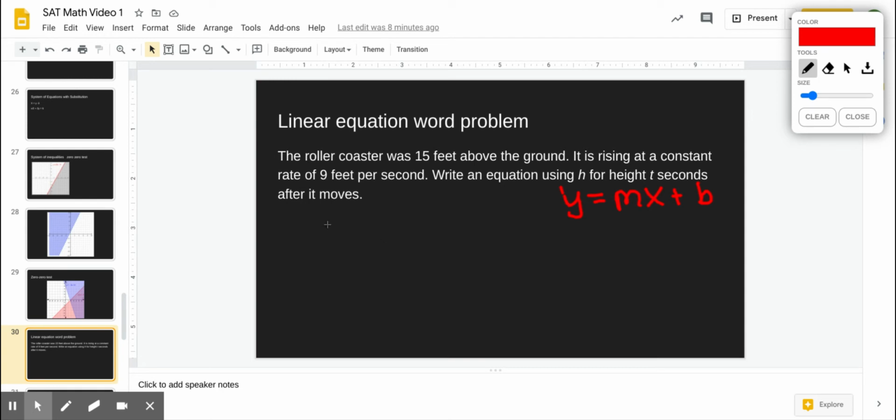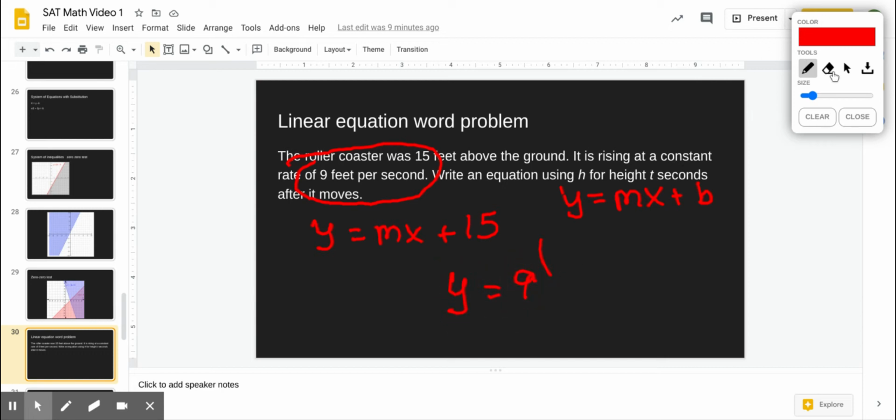So we already have that it's 15 feet above the ground. It's our initial starting point. So we have y equals mx plus 15. We have that already. Now we're just trying to find the slope. And it gives you the slope here. It says 9 feet per second. That's the rate of change. That is the slope. So we have our answer. Our answer then is y equals 9x.